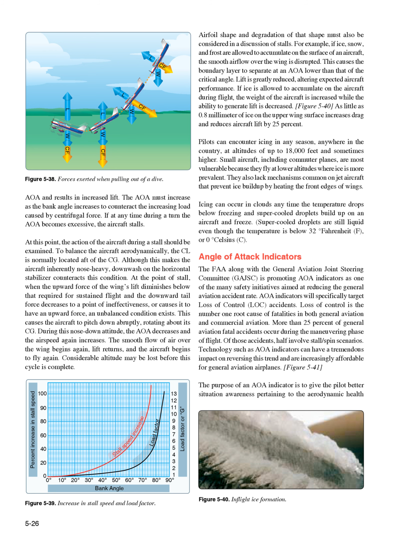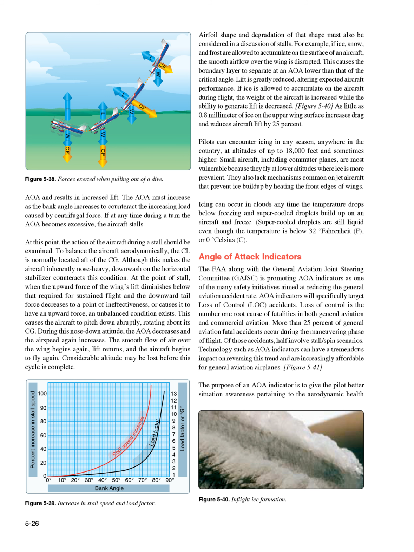At the point of stall, when the upward force of the wing's lift diminishes below that required for sustained flight and the downward tail force decreases to a point of ineffectiveness, or causes it to have an upward force, an unbalanced condition exists. This causes the aircraft to pitch down abruptly, rotating about its CG. During this nose-down attitude, the AOA decreases and the airspeed again increases. The smooth flow of air over the wing begins again, lift returns, and the aircraft begins to fly again. Considerable altitude may be lost before this cycle is complete.